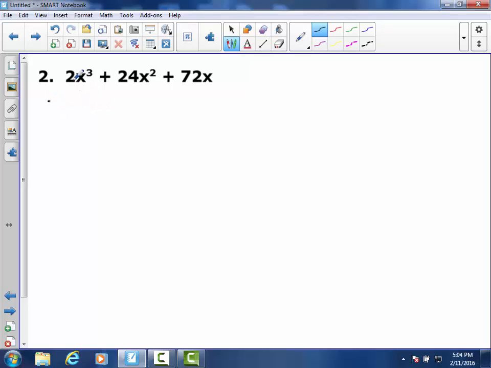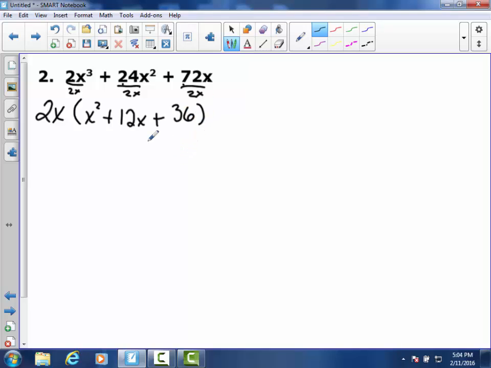Okay, so I'm looking at 1 times 2, all of these are divisible by 2. So 2 is going to be part of my GCF. This has an x to the third, x squared, and x. So x is also part of my GCF. So then I divide it out. I'm going to divide each one of those by 2x. So I get x squared plus 12x plus 36.